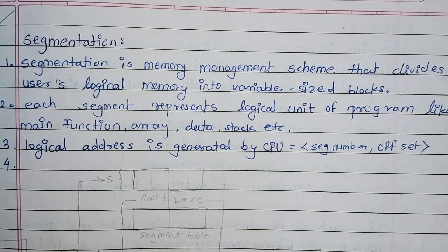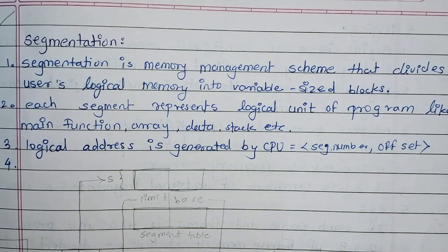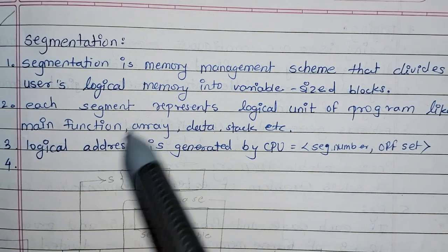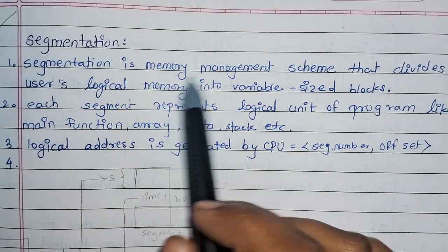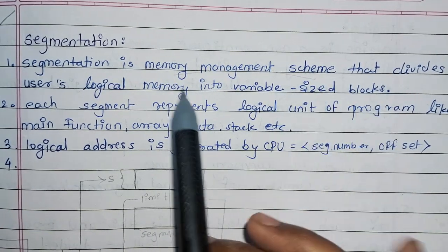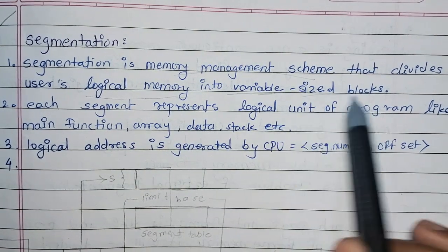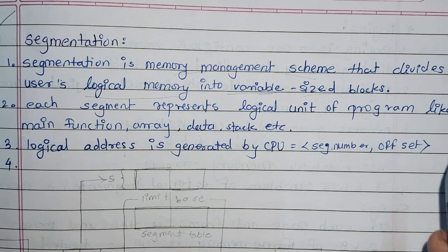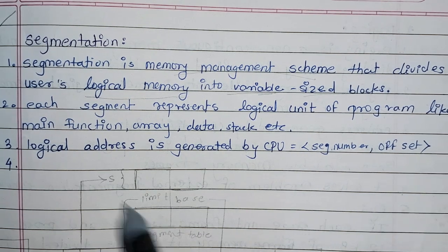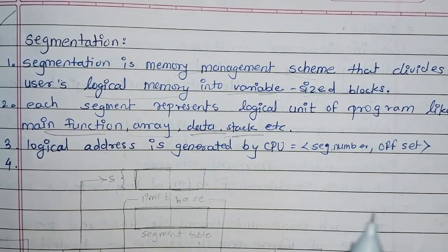तो आज का हमारा टॉपिक है सेगमेंटेशन। ओके, सेगमेंटेशन ये भी एग्जाम में पूछा जाता है फॉर 8 मार्क्स। So segmentation is a memory management scheme that divides users' logical memory into variable sized blocks. Okay, each segment represents logical unit of program like main function, array, data, or stack.